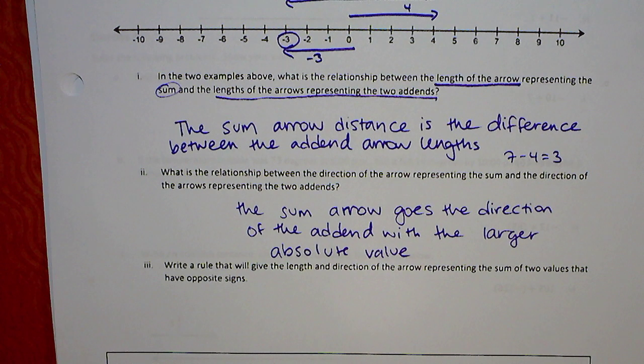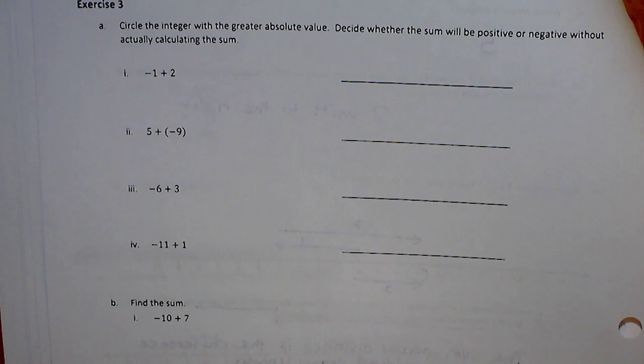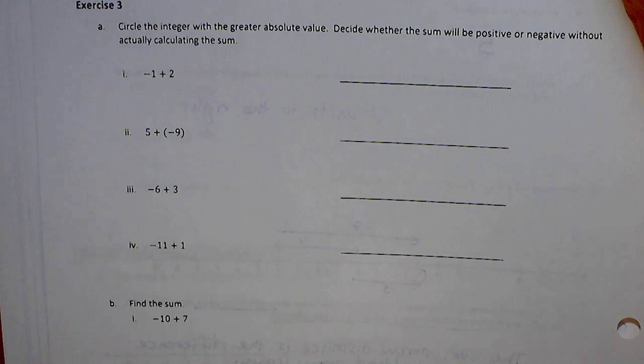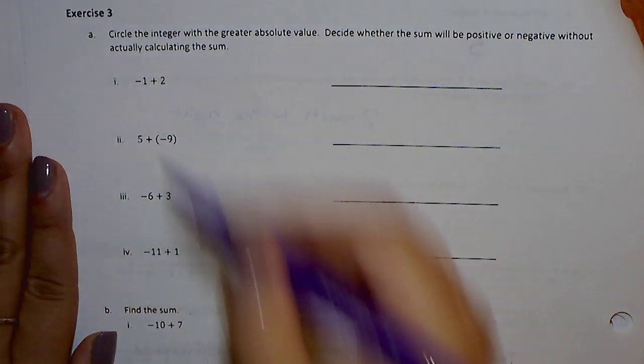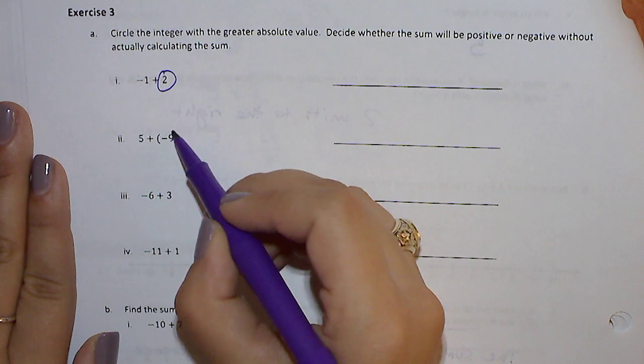Write a rule that will give the length and direction of the arrow representing the sum of 2 values that have opposite signs. I want you to write a rule in your own words. Okay, I'm going to show you some examples of how to do this. Circle the integer with the greater absolute value. That's this one and this one. I'm just going to do these 2.